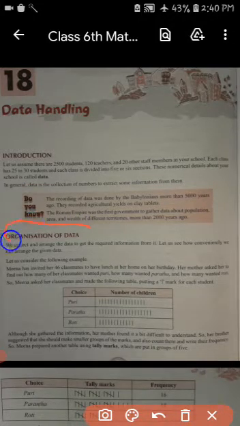Now, organization of data. We collect and arrange the data to get the required information. Let us see how conventionally we can arrange the given data. Meena has invited 46 classmates to have lunch at her home on her birthday. Her mother asked her to find out how many classmates wanted puri, how many wanted paratha and how many wanted roti. So Meena asked her classmates and made the following table.